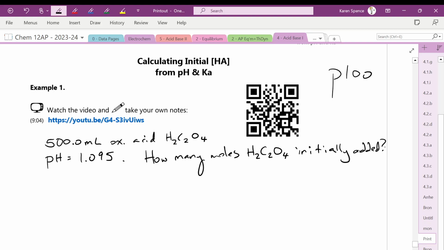Okay. Tell me something about H2C2O4. Tell your partner something about H2C2O4. Ah, good. I see people reaching for data booklets. That is a smart move. Anyone need to borrow a data booklet? I got lots. There we go.